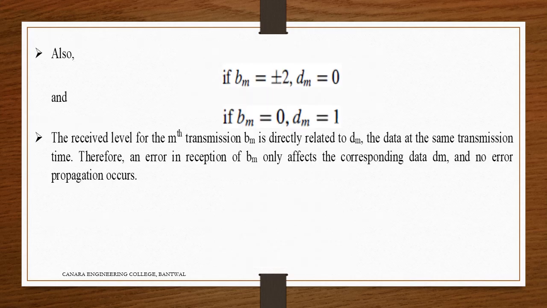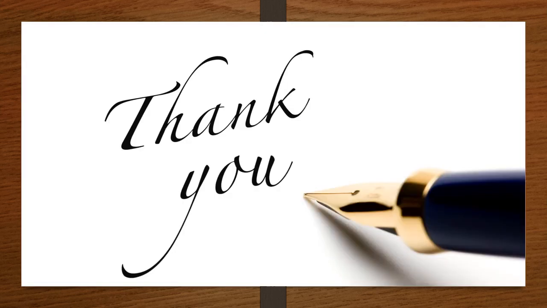If b(m) equals plus or minus 2, d(m) equals 0, and if b(m) equals 0, d(m) equals 1. So the received level for the mth transmission, b(m), is directly related to the data d(m) at the same transmission time. Therefore an error in the reception of b(m) only affects the corresponding data d(m), and there is no error propagation. So that is the point to be considered. Okay, thank you.